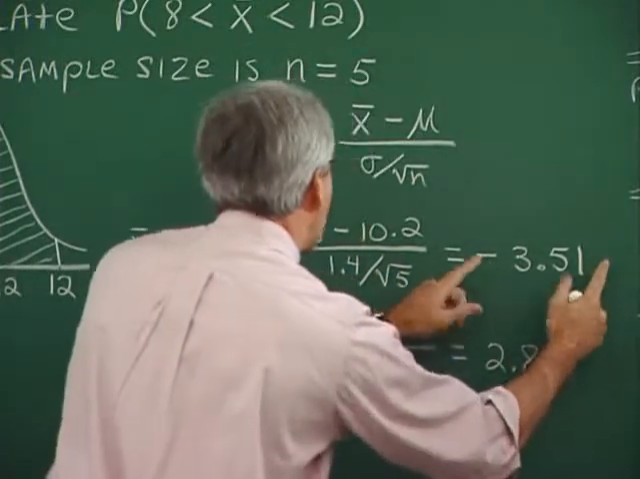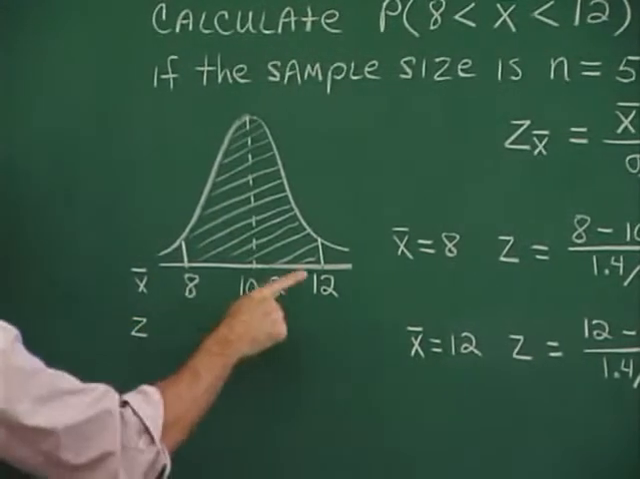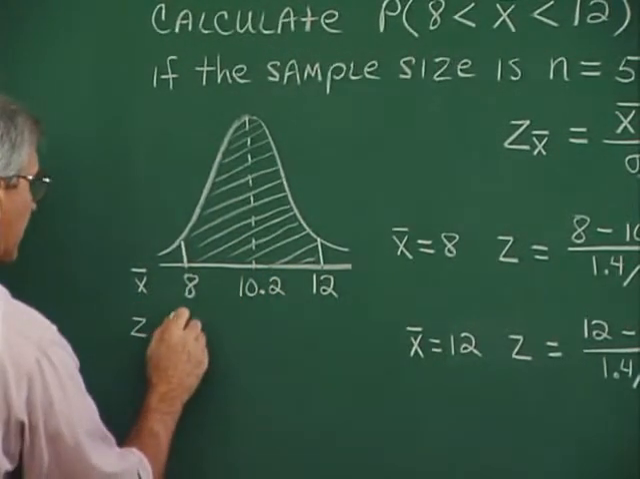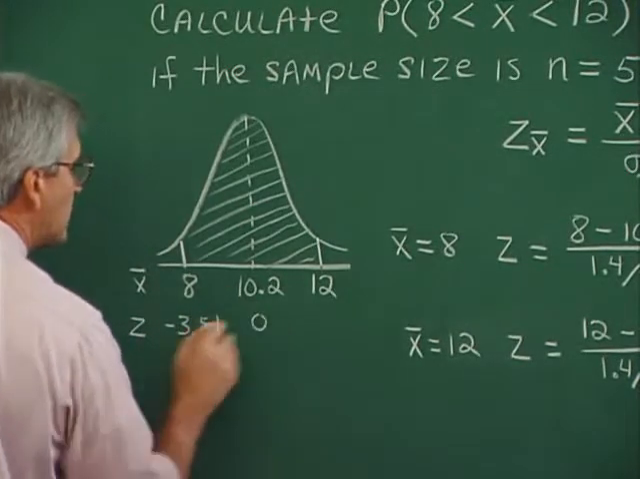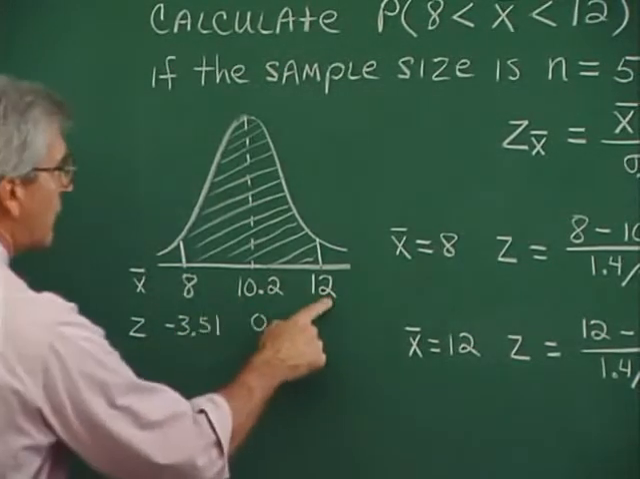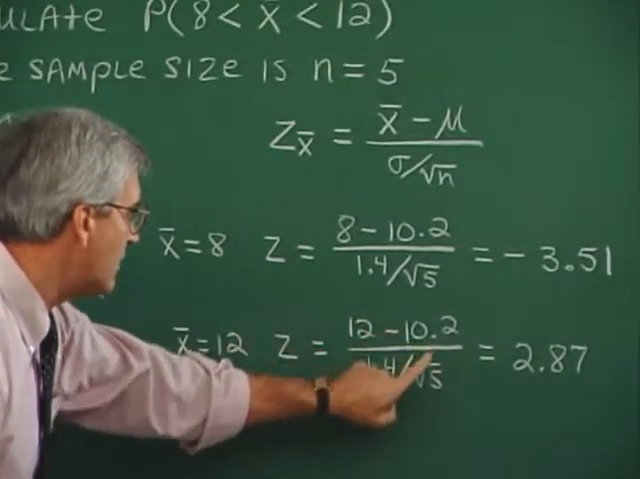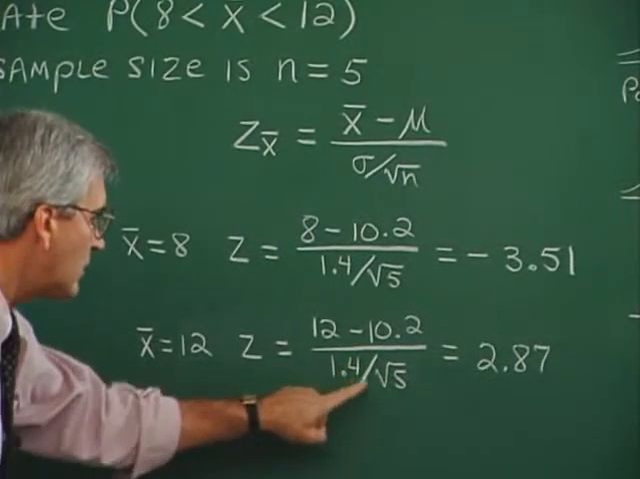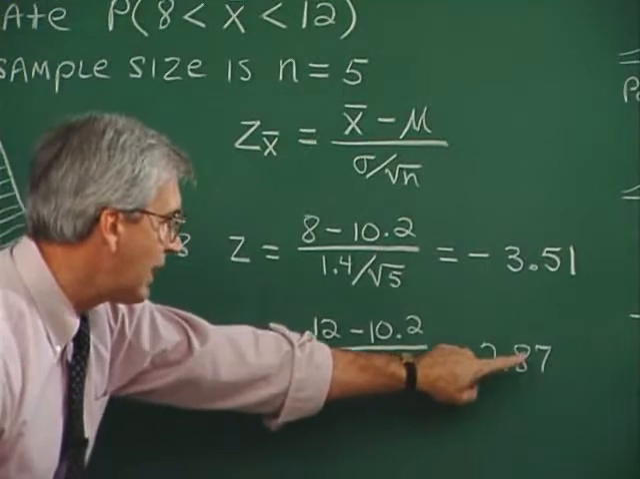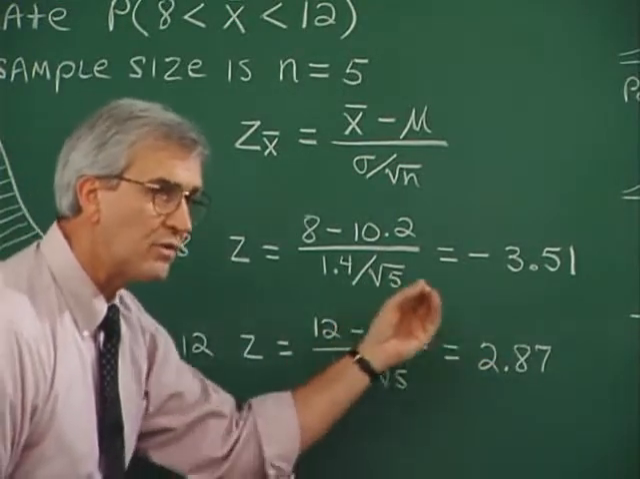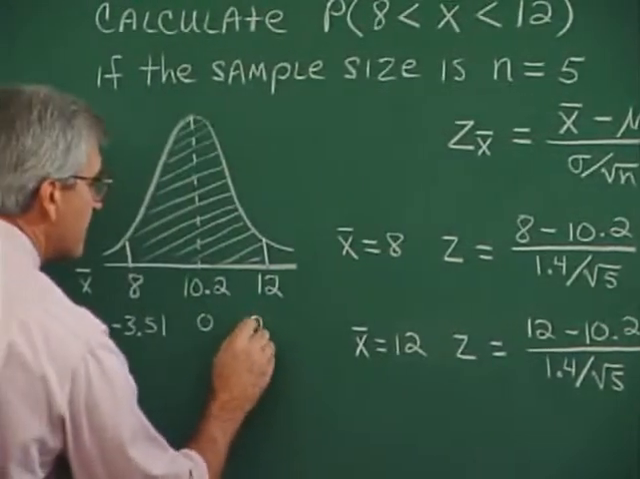So negative 3.51, let me pop that in. So here are the z values associated with these. We have negative 3.51, and then, of course, the z of 0 here at the mean. Now, for 12, it's a similar idea. For an x bar of 12, we would have 12 minus 10.2, and then our denominator as we had before, and the z is 2.87. And that's the number of standard deviations from the mean, so 2.87.